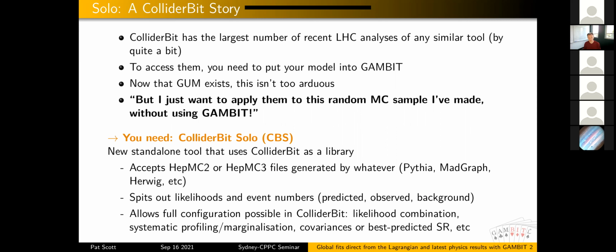It will then spit out the likelihoods for those searches and also the relevant event numbers. The predicted number will be the main thing you're interested in, but it'll also tell you the observed number and the background number from the analyses. It allows you to fiddle with all the options that you can normally fiddle with in ColliderBit. You can combine likelihoods from different searches, choose whether to profile or marginalize over systematics, choose to use the best predicted signal region or to use covariances, and choose different conversion settings, things like this.